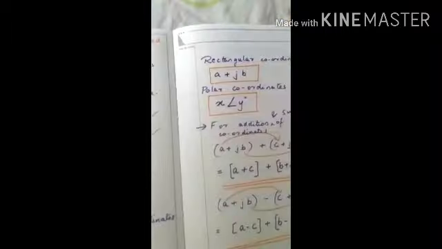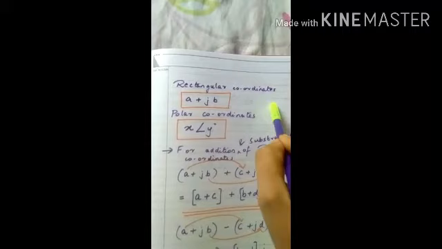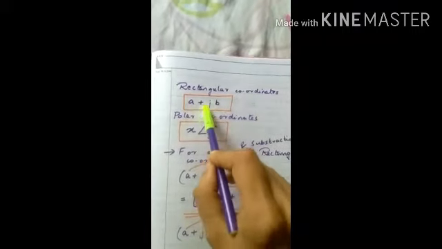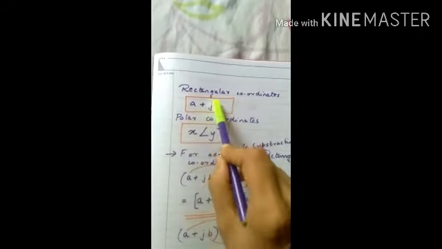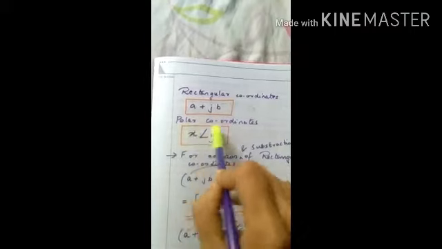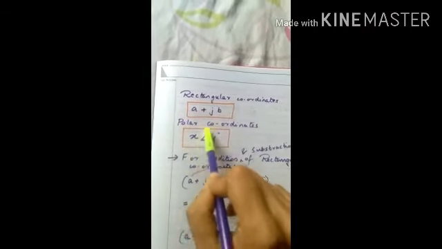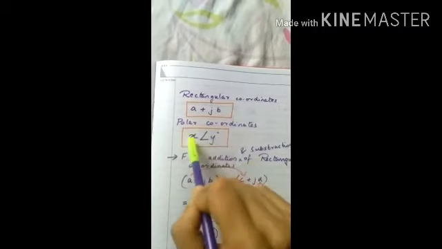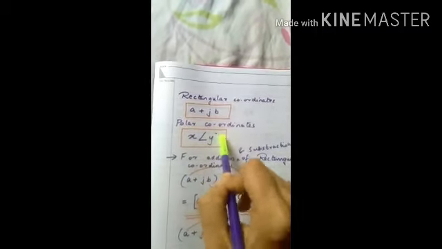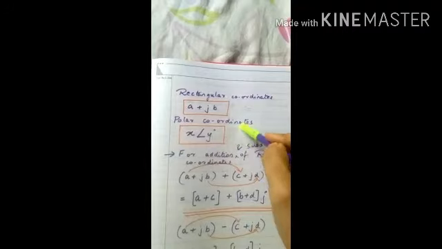Now let's see how we can represent a number in its rectangular coordinates. It will be a plus jb, where j represents the imaginary part of a number and a is the real part. When it comes to polar coordinates, we represent the number as a magnitude and an angle, so x angle y degree. Okay, so this is the representation for rectangular coordinates, and this is the representation of a number in polar coordinates.